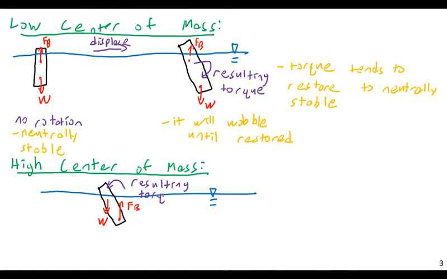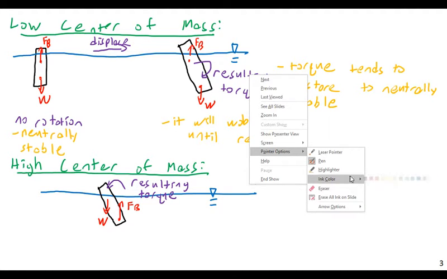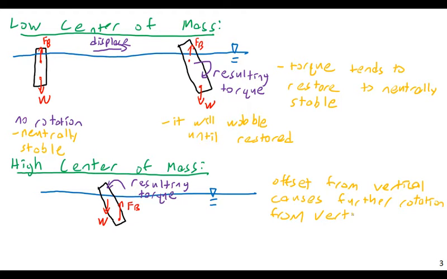This is bad. This is very, very bad. So look what's happening. When this thing is offset from vertical, it actually gets a greater moment. It gets a greater torque. Offset from vertical causes further rotation from vertical. In other words, this shape is intrinsically unstable.